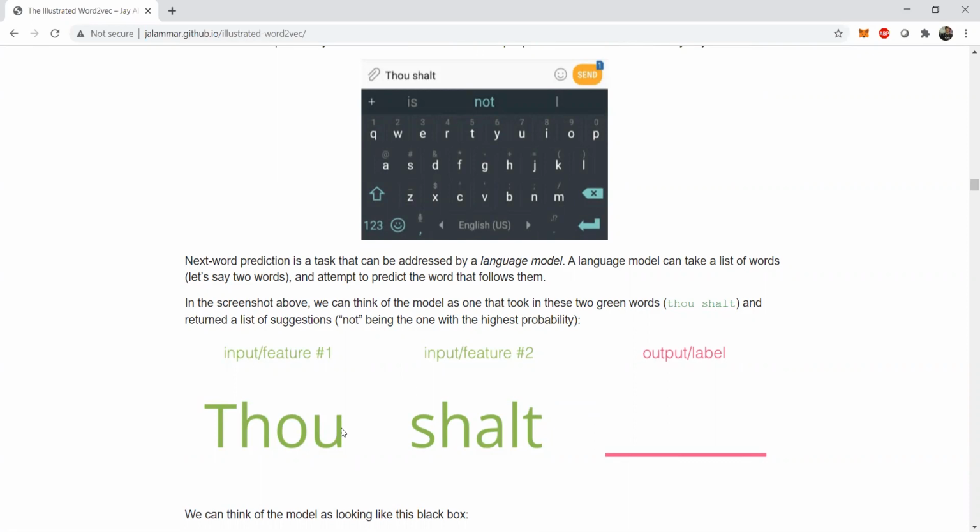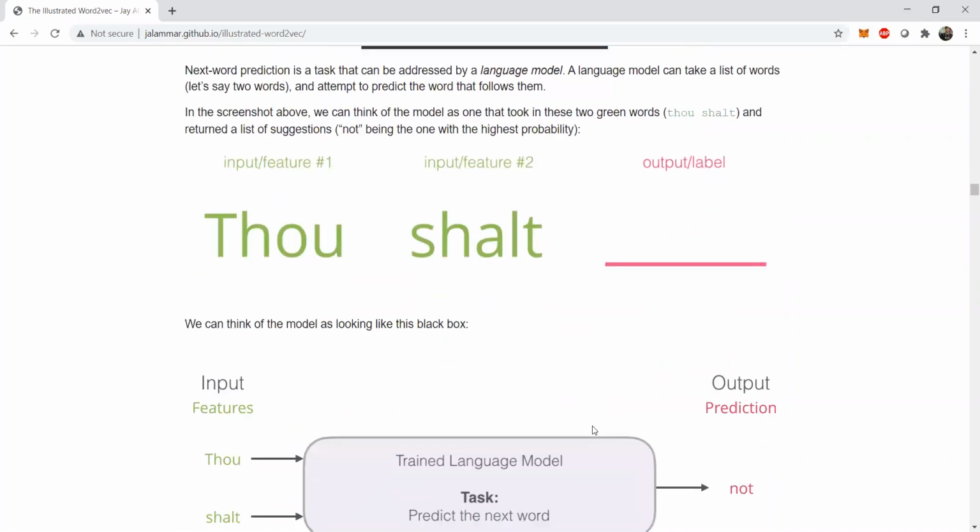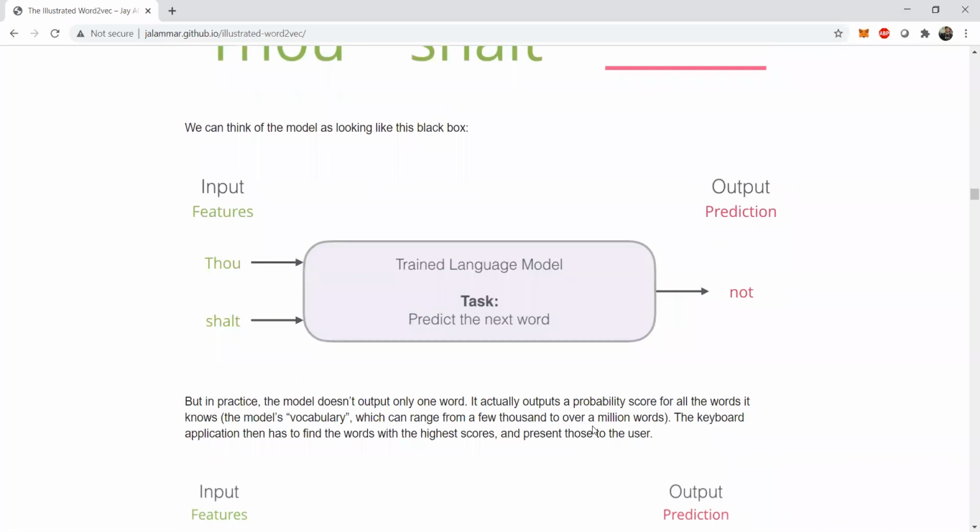In this example that you see, we have input feature 1, which is the word thou. We have input feature 2, which is shalt. And what will be the output label? Based on the trained and pre-trained word vectors that we see, the word having the highest probability value gets predicted as the output. Now, how does this happen? If, for the time being, we consider a traditional trained or pre-trained language model as a black box, we can have the input features like thou and shalt, and we can have the predicted output, which is not.